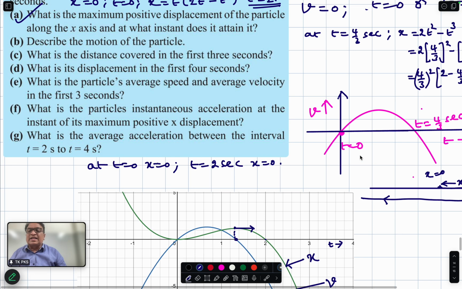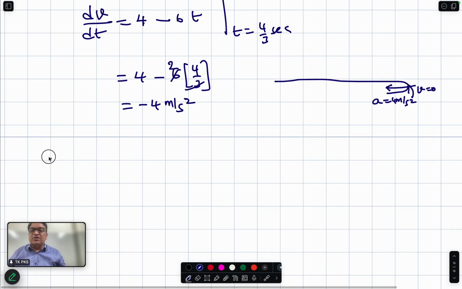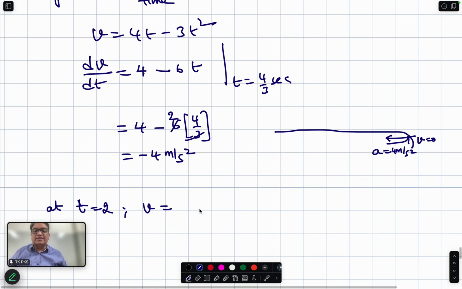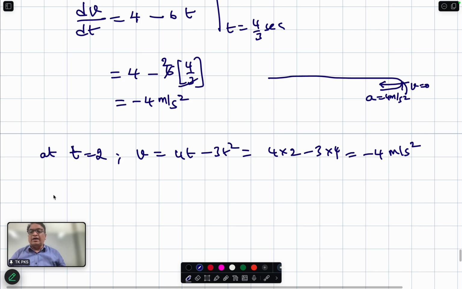What is the average acceleration between the interval t is equal to 2 seconds and t is equal to 4 seconds? Simple. At t is equal to 2 seconds, velocity is, by the way, what is the velocity? 4t minus 3t square. 4 into 2 minus 3 into 4, 8 minus 12, minus 4 meter per second.